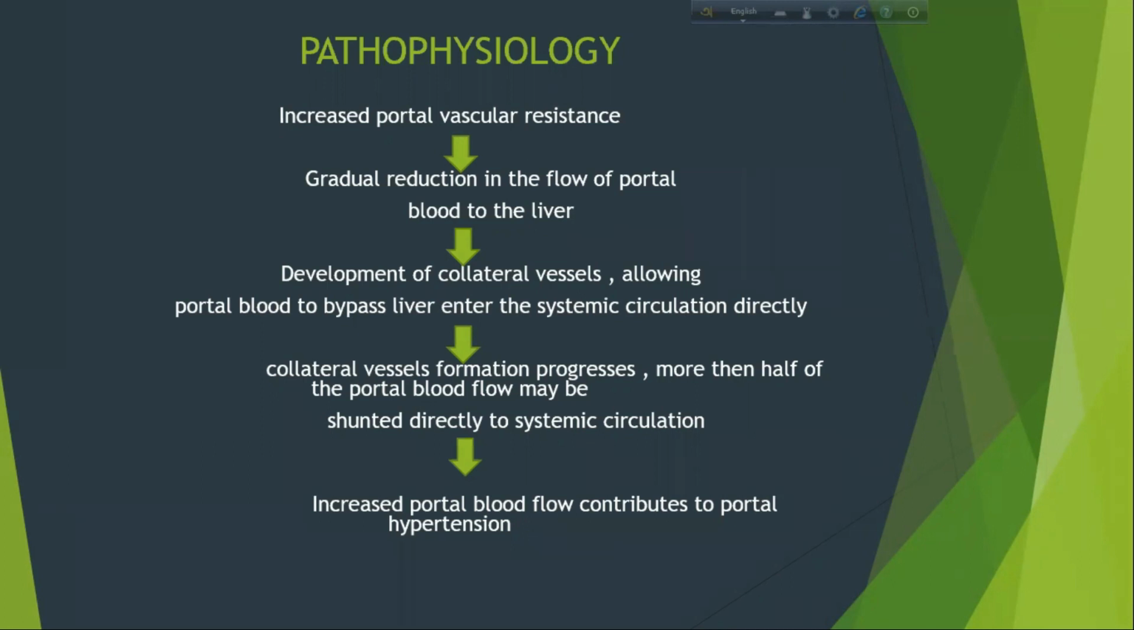Increased portal vascular resistance, which leads to gradual reduction in the flow of portal blood to the liver. Development of collateral vessels allowing portal blood to bypass the liver and enter the systemic circulation directly. As collateral vessel formation progresses, more than half of the portal blood flow may be shunted directly to the systemic circulation. Increased portal blood flow contributes to portal hypertension.